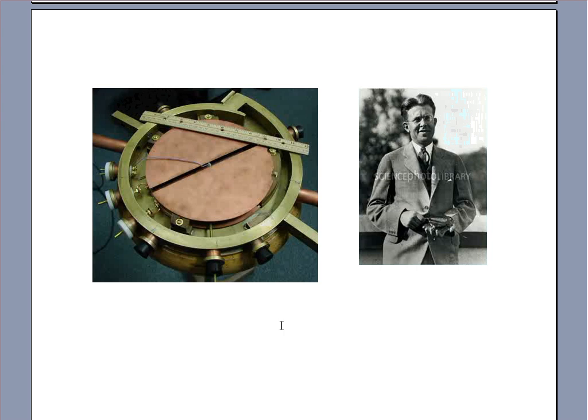So let's take a look at how big TRIUMF is. This is Lawrence. He's one of the inventors of the cyclotron, and in his hand he has the original tank that he built for his cyclotron. That fits in his hand for the original one.